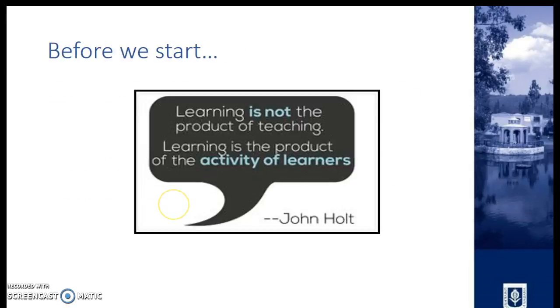Before we start, let's take a look at John Holt's quote on learning. Learning is not the product of teaching, learning is the product of the activity of learners. Now, go and write your reflections on your journal.